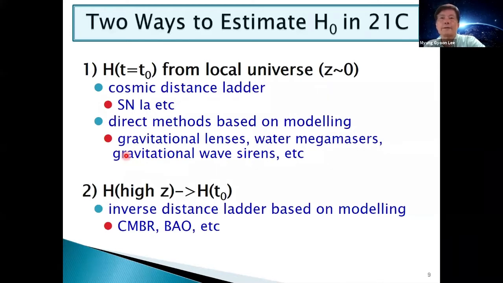And the second way is not to look at the local galaxies, but to look at very distant sources, for example, cosmic microwave background radiation, etc. So we get the value of our parameter at high redshift and extrapolate it through to today to get the local Hubble constant, which is called the inverse distance ladder. Basically, it is based on modeling of the universe. Typical examples are CMBR and also baryon acoustic oscillations, etc.